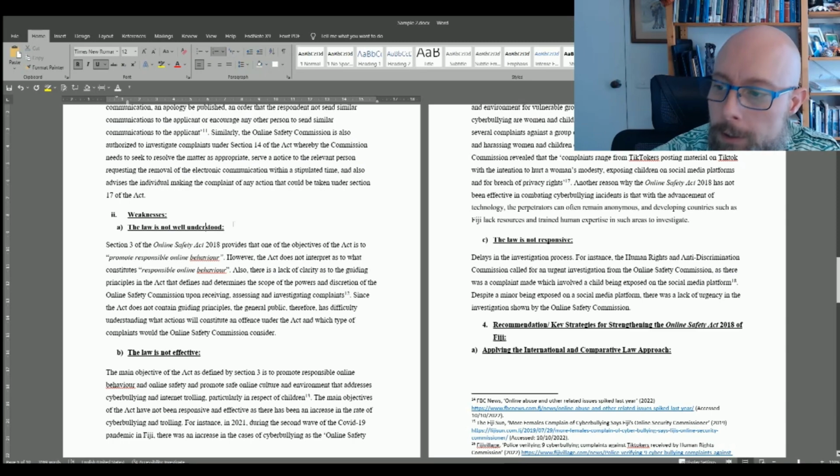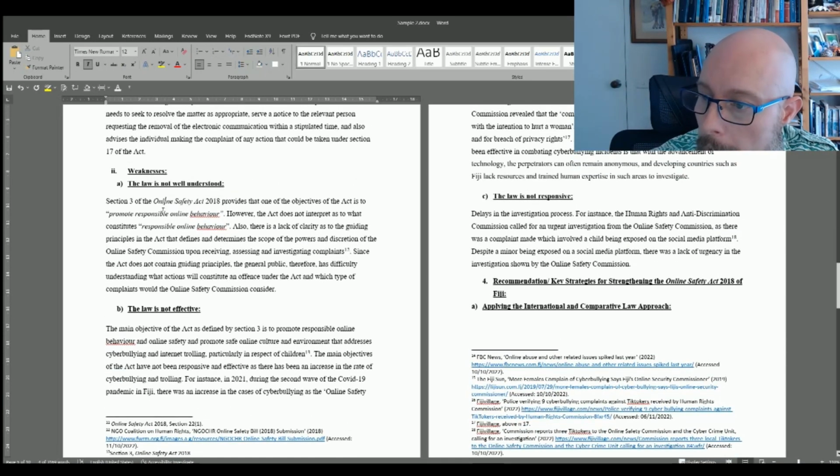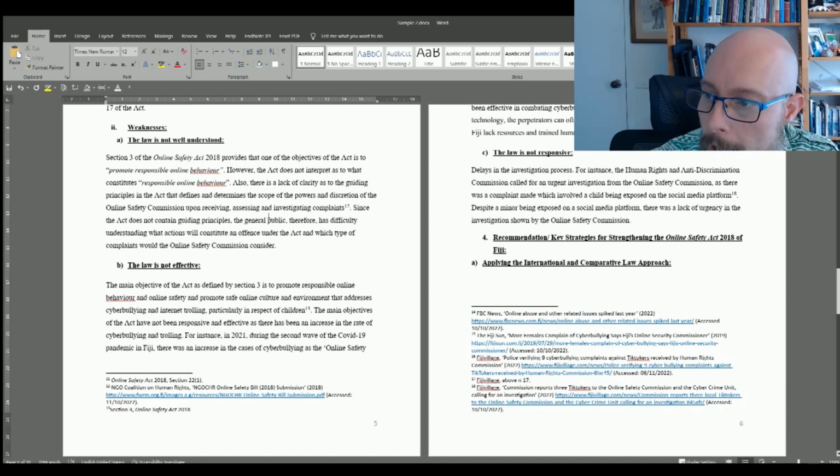So the law is not well understood. So we're clearly applying PALS here. Okay, that's nice. Responsible online behavior. Okay, that's what Section 3 says. But it does not provide a definition of responsible online behavior. And there's lack of clarity on principles and so on.